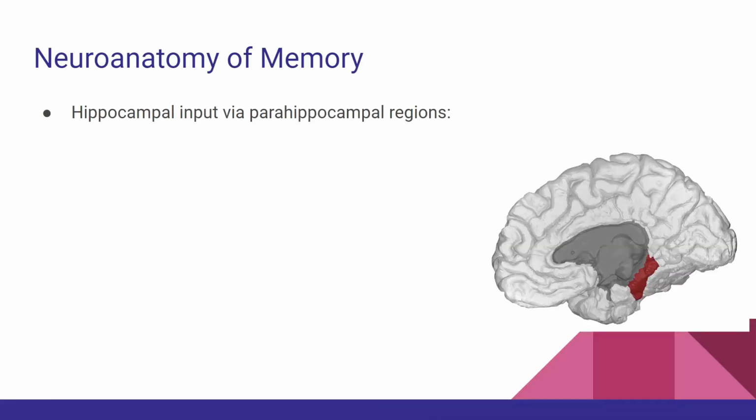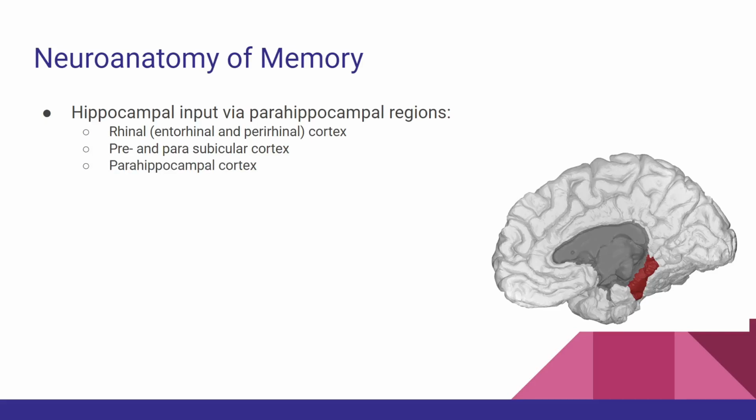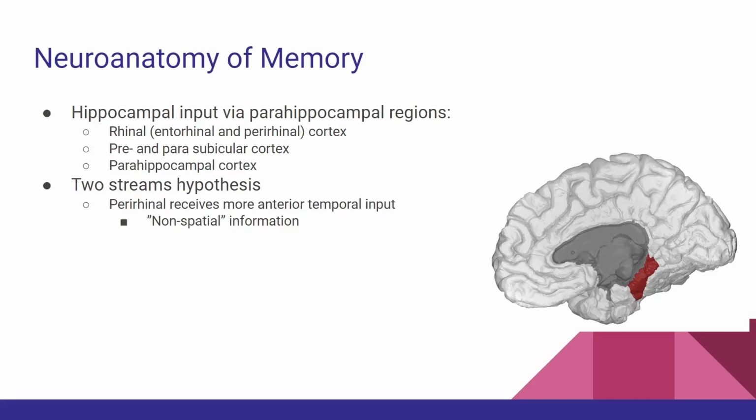Information processed in the hippocampus travels out to parahippocampal regions, which are regions that are around the hippocampus. So these include the rhinal, both the entorhinal and perirhinal cortices, the pre- and parasubicular cortices, and the parahippocampal cortex. So there's a prominent hypothesis called the two streams hypothesis, wherein the perirhinal cortex receives more anterior temporal input, so from the anterior temporal circuit, and this is non-spatially related information, and the parahippocampal cortex receives more posterior medial temporal input.